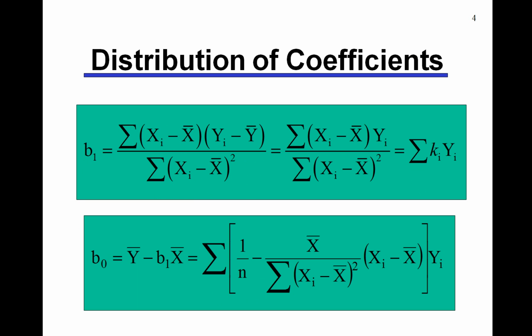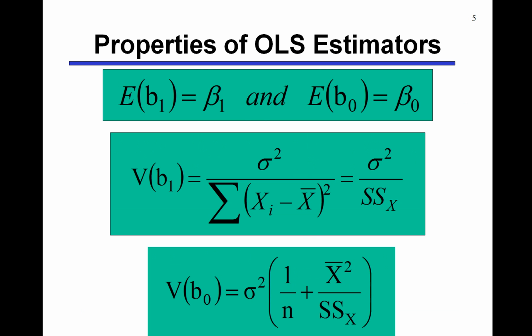We noted last week that B1 could be written as a linear combination of the y sub i, and B0 could also be written as a linear combination of the y sub i. We discussed the idea that these estimators were unbiased. We could in fact compute the variance of B1 and the variance of B0. That's all done for us in our textbook.